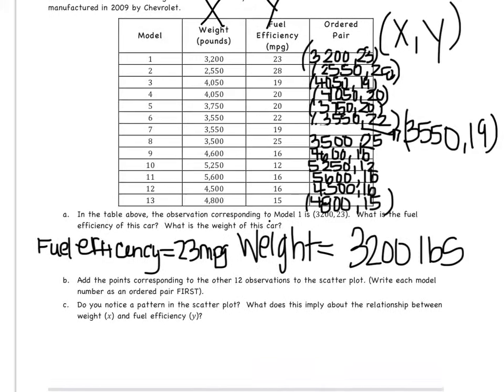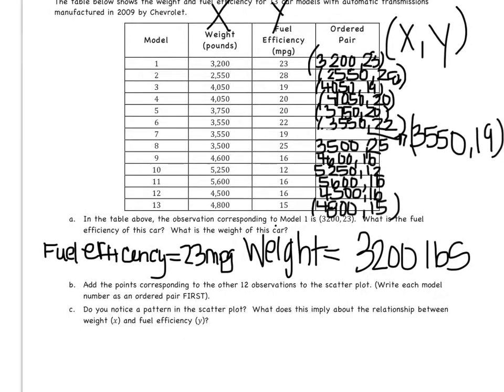Next thing that we need to do is we need to add the points corresponding to the other 12 observations to the scatter plot. We already wrote each model number as an ordered pair first. So if you flip to the next page in your notes, that's where you'll find your scatter plot. So now we're going to go ahead and plot all of these ordered pairs.